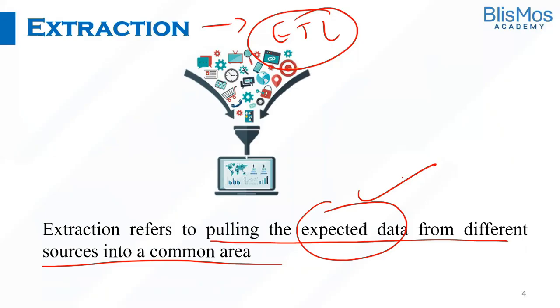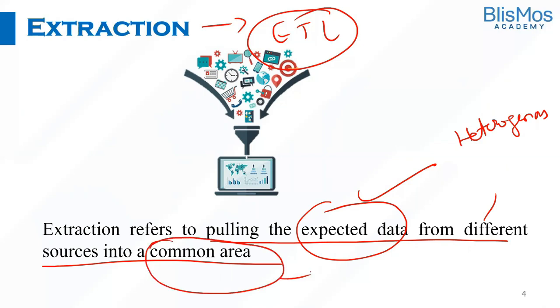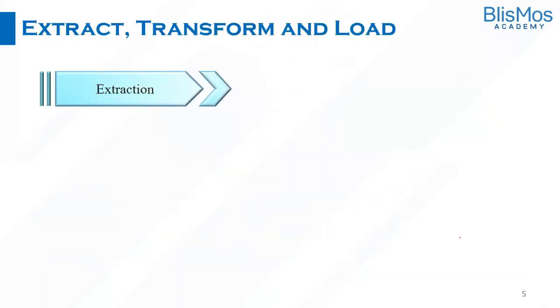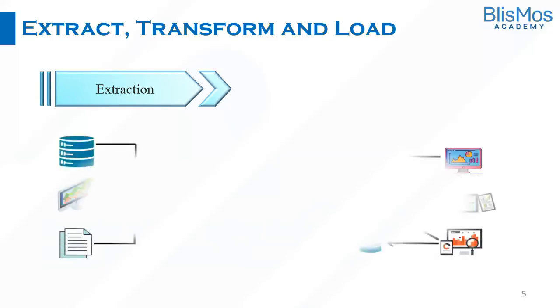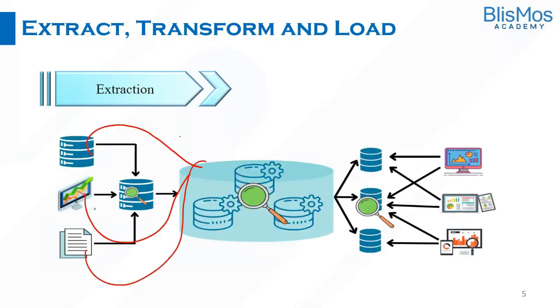The source may have different data, but I don't want all the data. I want the expected data which will help us to build the data warehouse. And where are we extracting from? We're extracting from different sources which are heterogeneous in nature. And after extracting, we are storing that in a common area that happens to be a staging area. So extraction is a process of pulling the expected data from different sources into a common area. But aren't you wondering, why do I need to extract the data? Why can't I directly pull the data and subject that to transformation and load it? Why do we need to extract?